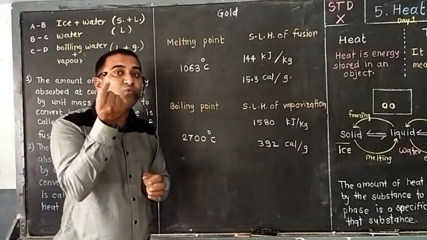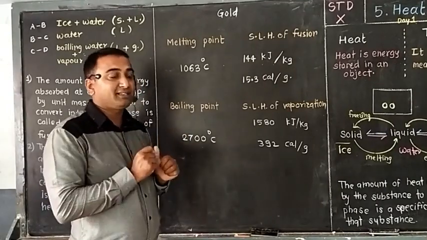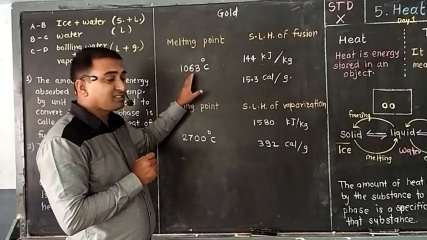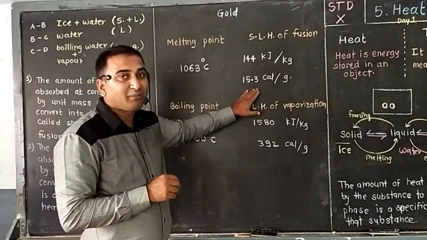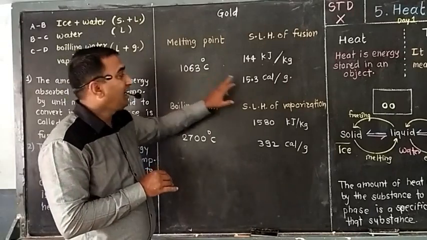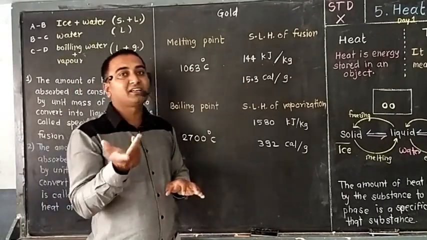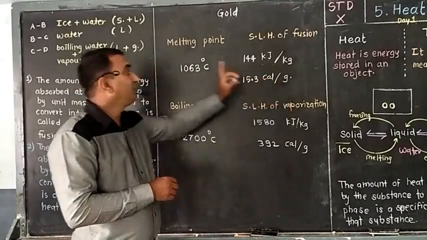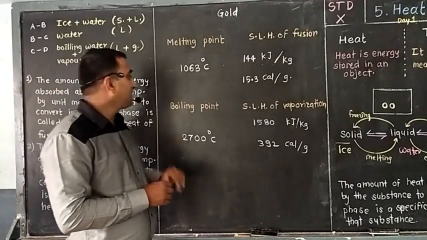Then suppose you have 1 gram of gold. If you start to heat it, it will reach a temperature of 1063 degrees Celsius. At that point, it starts to melt, but the temperature will be constant at this stage, and it will absorb 15.3 calories, and then it will convert totally into liquid, 1 gram of gold at a temperature of 1063 degrees Celsius. So the same thing is there.